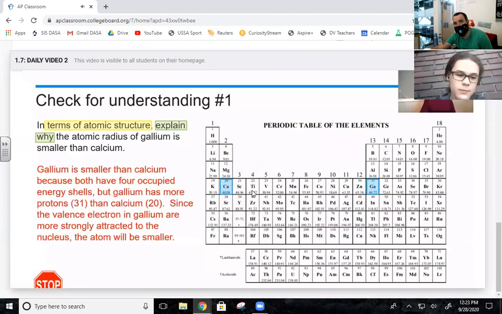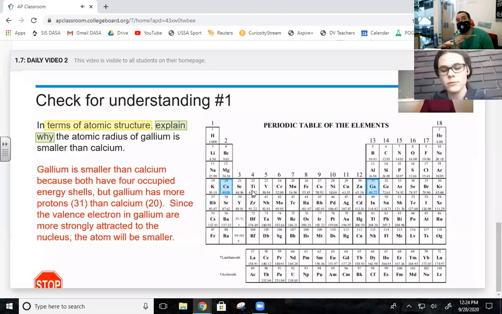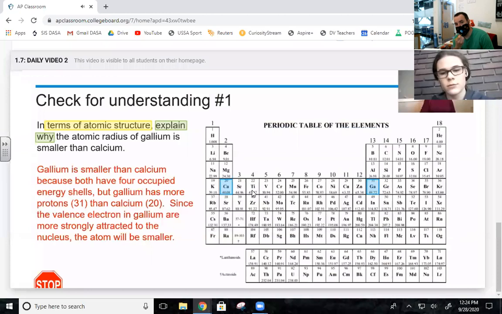For this particular question then, I've addressed the atomic structure in two ways. So the first thing that I've mentioned is the fact that gallium and calcium both have 4 occupied energy levels since they're in the 4th row of the periodic table, and that gallium has more protons, 31, compared to calcium's 20. So just saying that doesn't answer the question. You then need to tie that back to why it is that gallium is smaller than calcium. And so since the valence electrons in gallium are more attracted to the nucleus, the atom is going to be smaller.